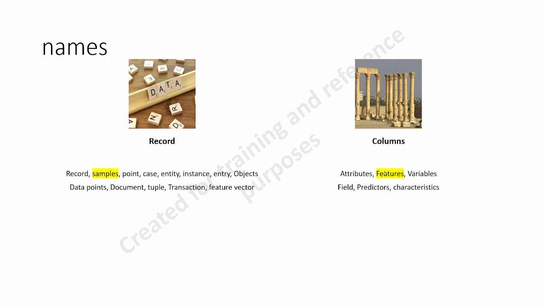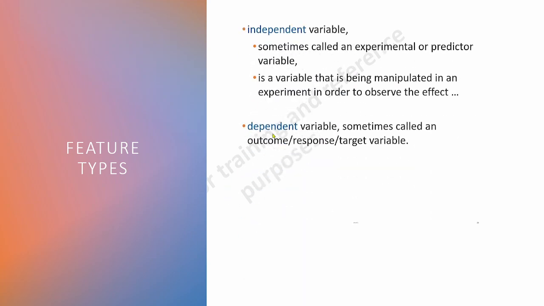Similarly, the columns have various names like attributes, features, variables, and predictors. Predictors is more from the machine learning side of it. So when we talk about machine learning, we will look at the definition of predictors. The feature types that we are interested in here can be categorized in multiple ways. One of the ways is to look at the variables from an independent point of view and a dependent point of view.